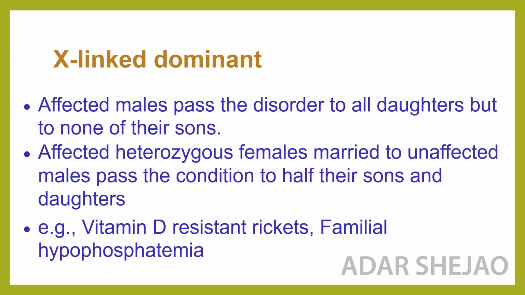X-linked dominant. Affected males pass the disorder to all daughters but to none of their sons. Affected heterozygous females married to unaffected males pass the condition to half their sons and daughters. E.g., vitamin D-resistant rickets, familial hypophosphatemia.